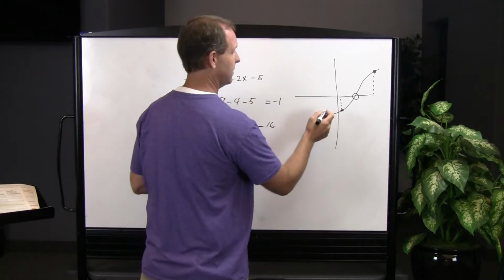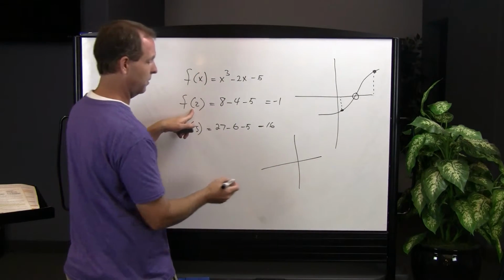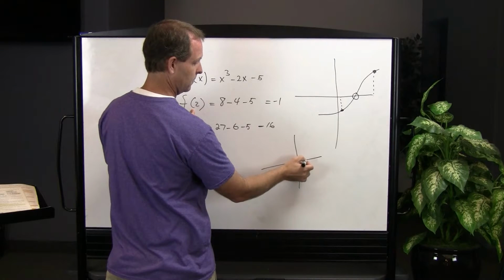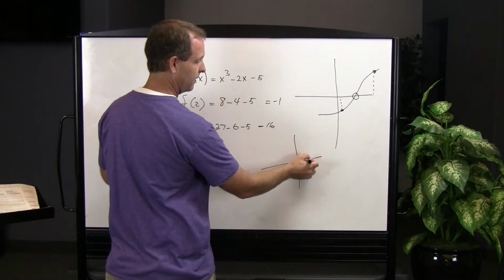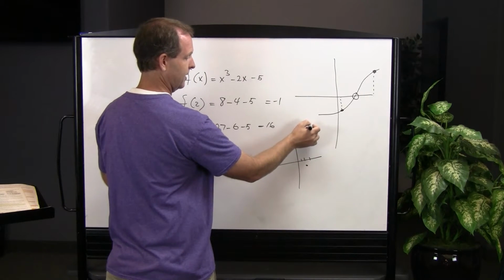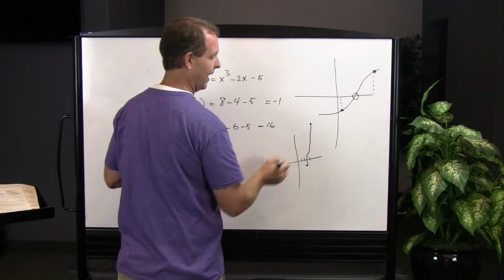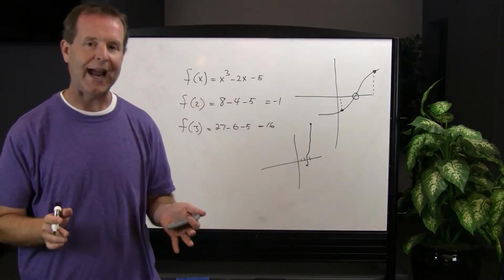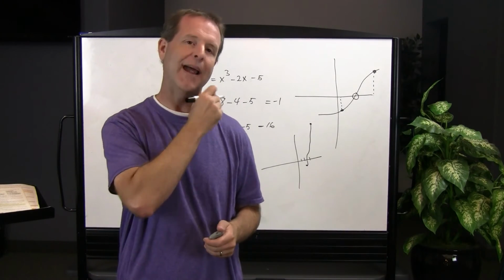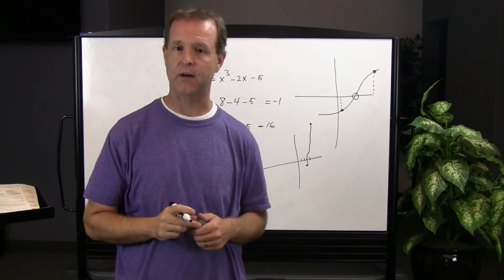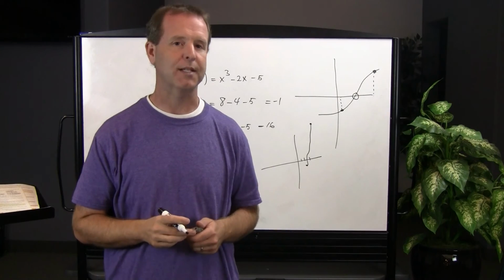Let's say this is it. Now let's do another graph. At the point 2, I have a value of negative 1. At the point 3, I have a value of 16. So that tells me that somewhere between 2 and 3, I have a 0. I don't know exactly where that 0 is, but I know that there's one there. And that's the power of using the intermediate value theorem as we continue to try to locate zeros and graph some complex polynomial equations.